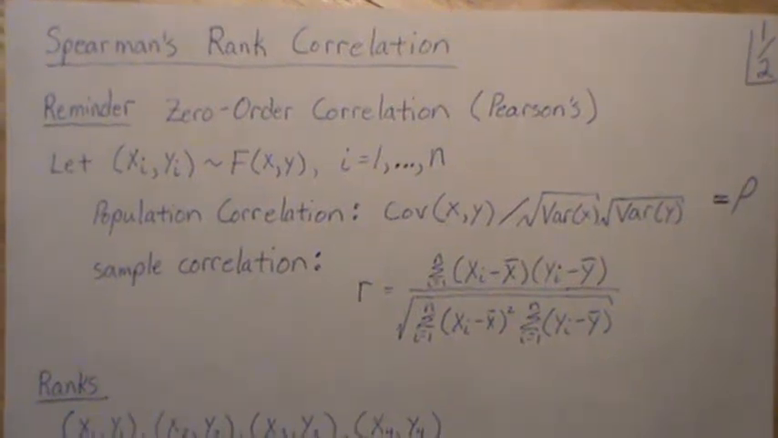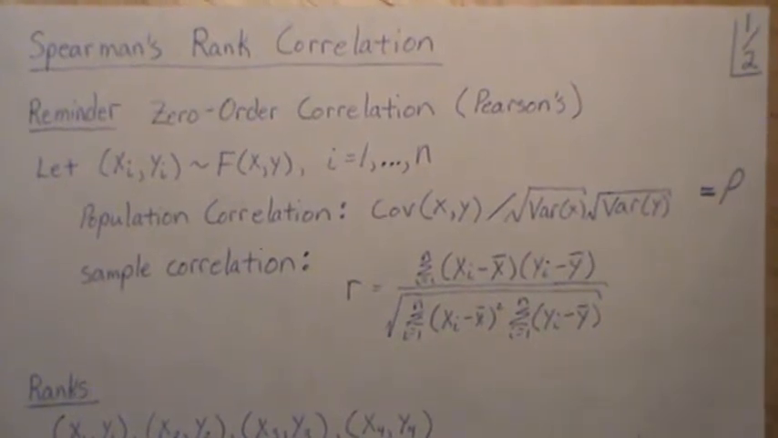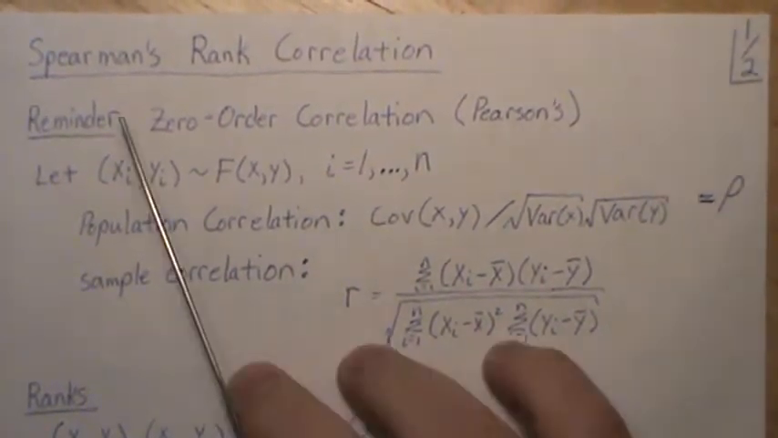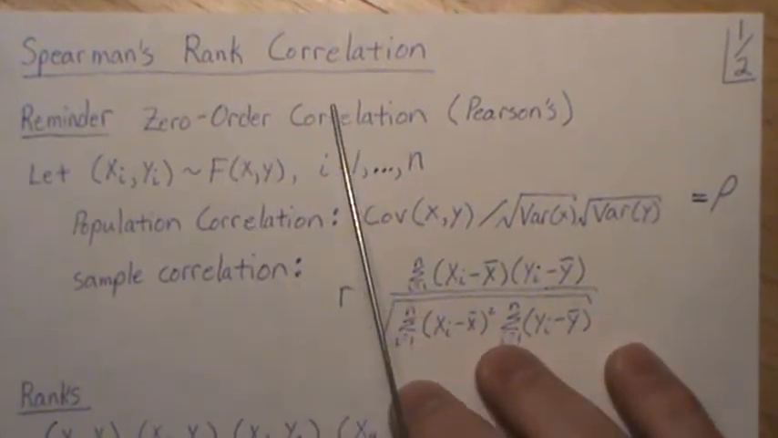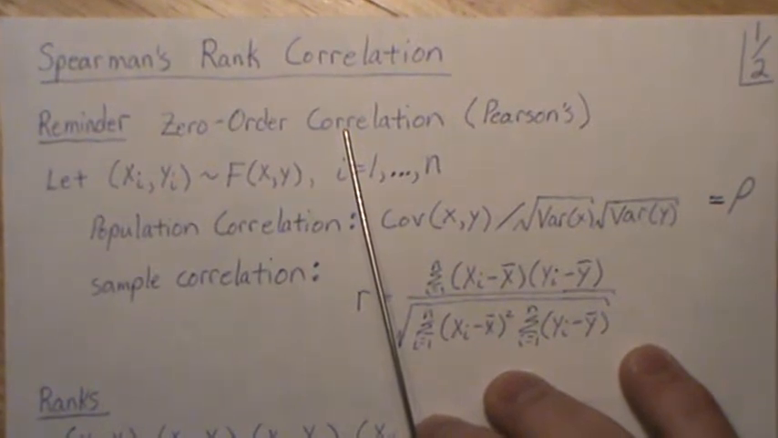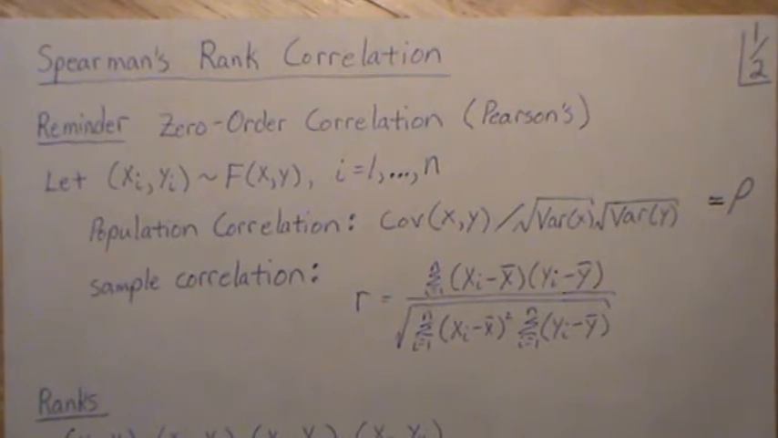Hello, this is the next video in a playlist that I'm calling Correlation. I'm also going to put this in my non-parametric playlist. And we're going to look at Spearman's rank correlation. It's a non-parametric procedure that measures the correlation between two bivariate variables.